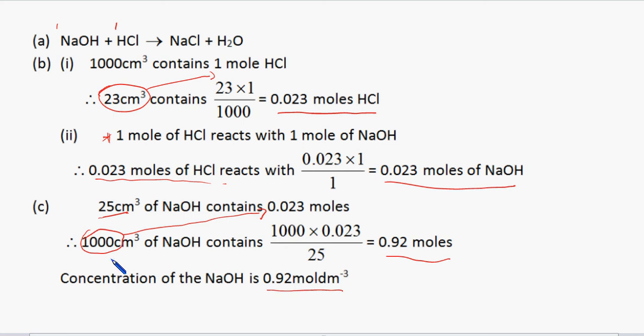So in a titration, you have to find the concentration of an unknown substance. So in this question, we had to find the concentration of the sodium hydroxide. The concentration was unknown. The concentration of the hydrochloric acid was known as 1 mole per dm cube. Okay.